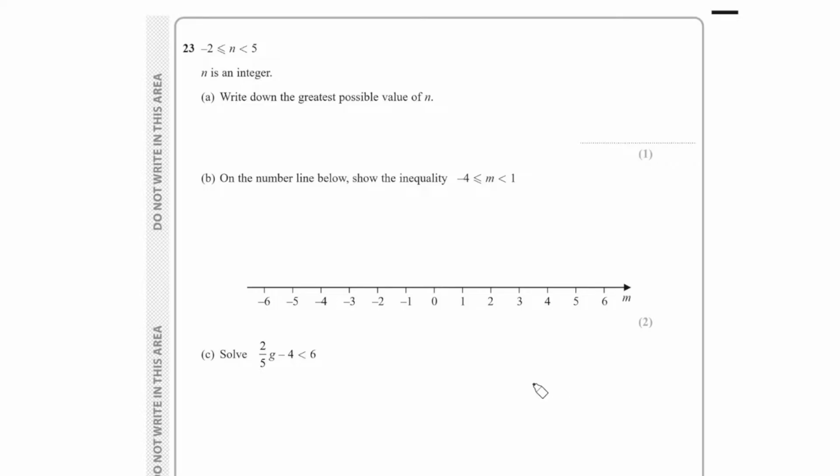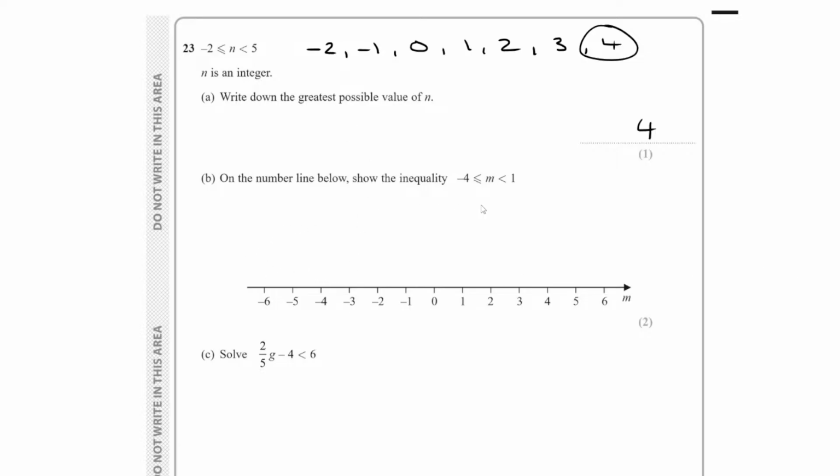Question 23, we've got some inequalities. You can see here, they've said n is between -2 and 5. N is an integer, that means a whole number, so no decimals. Write down the greatest possible value of n. So n could be -2, -1, 0, 1, 2, 3, or 4. It includes -2 because it's got the equals symbol, but it doesn't include 5 because that one doesn't have the equals symbol. You don't have to list it like this, but I'm just showing you. Do you see how the greatest value would therefore be 4? Not 5.